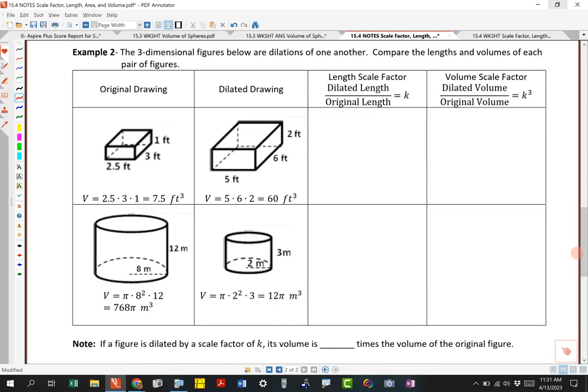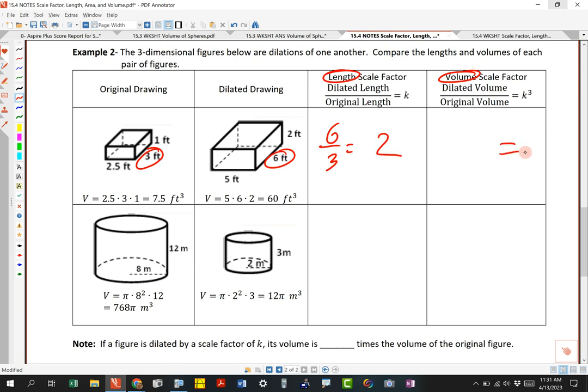So we got a quick example here. We're going to do the same thing. Again, we're going to take the new measurement, divide by the old measurement. So this is a length, one-dimensional length. This is a volume. So we're going to take the new length, and I'm going to pick an easy one to do, 6, and divide it by the corresponding old length. So if I do 6 divided by 3, I end up with 2.